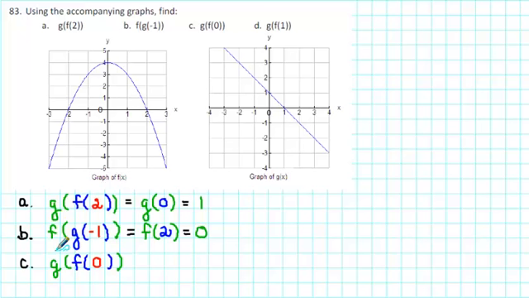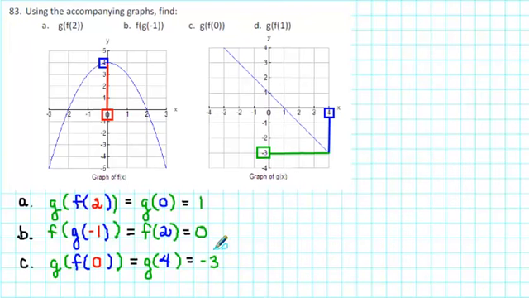For part C, we're to find g of f of 0. So first of all, let's use the graph of f to evaluate f of 0. From the graph of f, we see that f of 0 is equal to 4. So we substitute 4 for f of 0. We then use the graph of g to evaluate g of 4. The graph of g contains the point (4, negative 3), so negative 3 is equal to g of 4. Therefore, g of f of 0 is equal to negative 3.